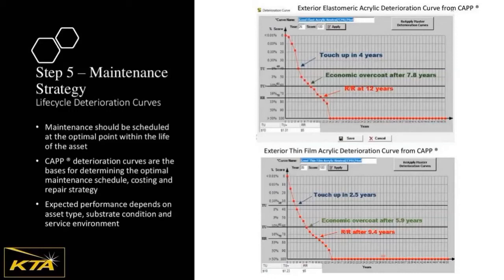So looking in the future, after maintenance gets on a 7 to 8 year plan, removal and replacement would be minimized. So looking at the bottom graph, the thin film acrylic, the optimal maintenance point for overcoating is around 5 to 6 years. And then similar deterioration curves are available for other types of assets such as flooring and roofing. But really the expected performance depends on the asset type, the substrate condition, and the service environment.